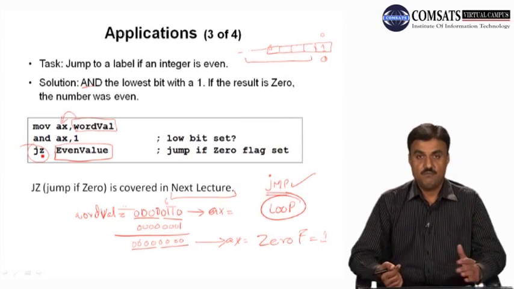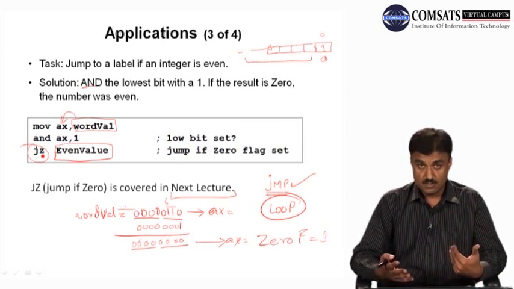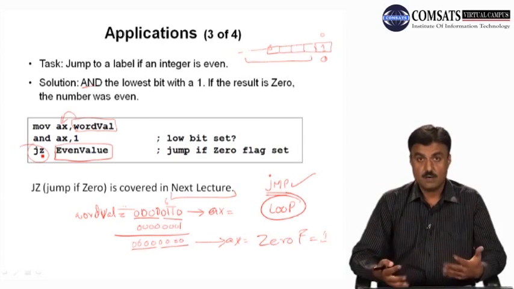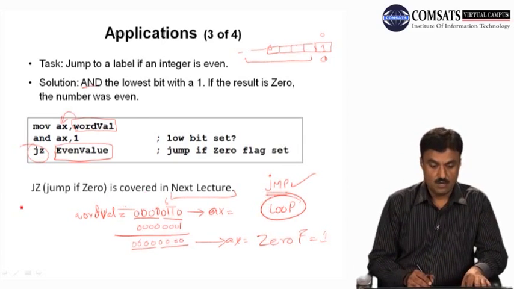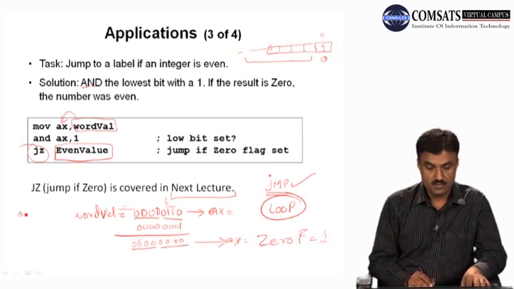So this is the even case. In case of an odd value, for example, assume the odd value is 0 0 0 0 1 1 1. So this value is 7.